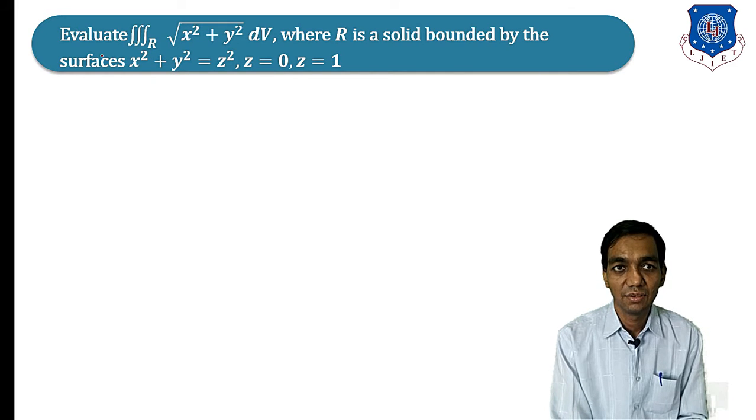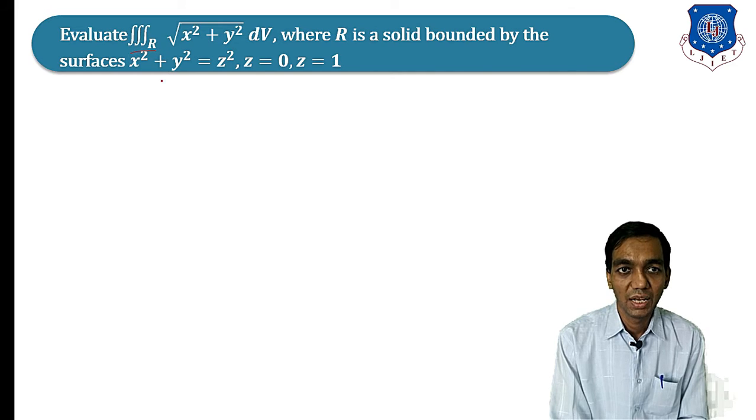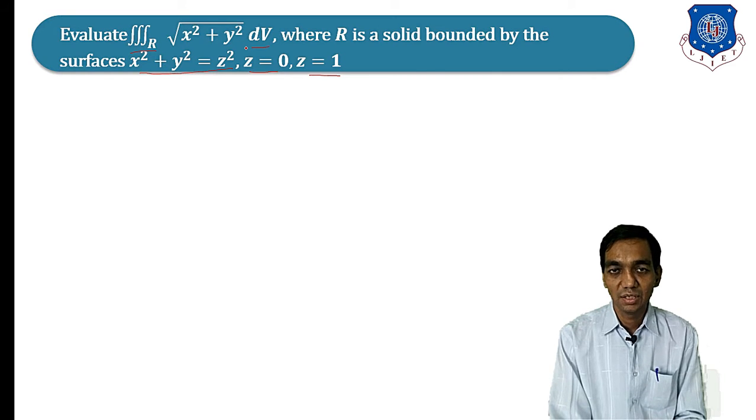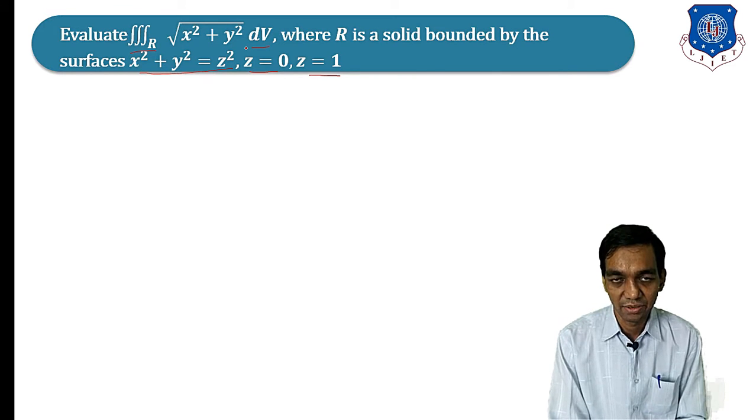Now we are starting with an example where the limits are not given. Suppose you are given the triple integration over a region R bounded by the surfaces x square plus y square equals z square, z equals 0 and z equals 1. You have to evaluate the triple integration of root of x square plus y square dV, where dV is nothing but dx dy dz.